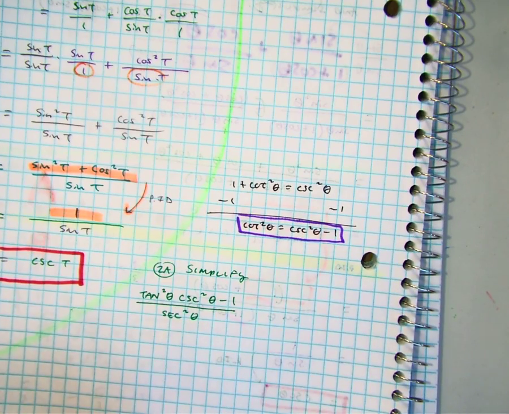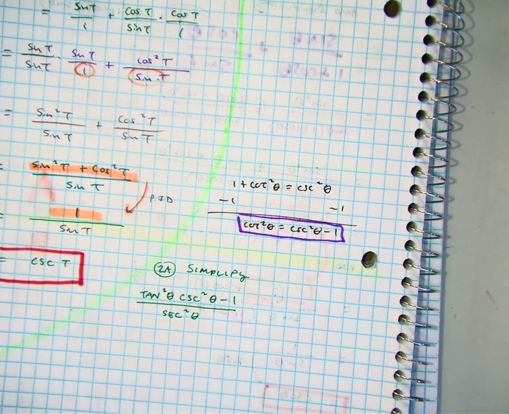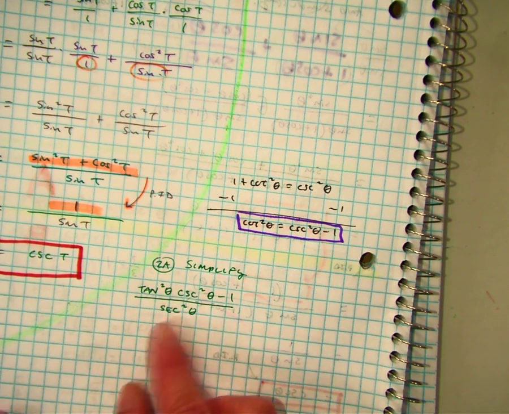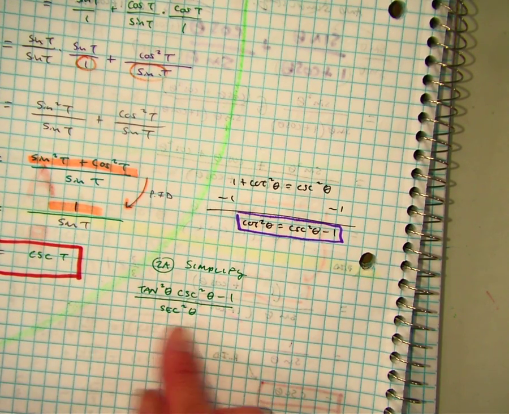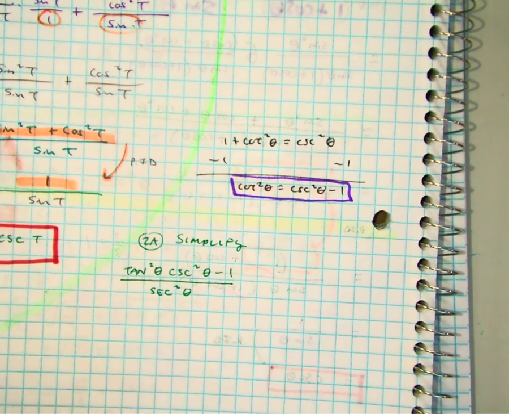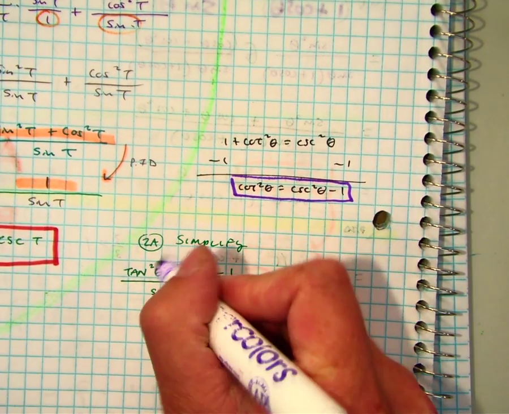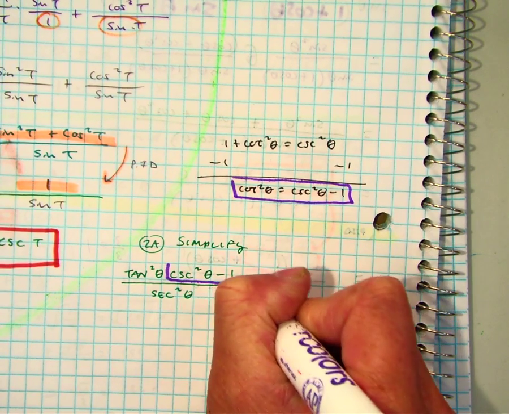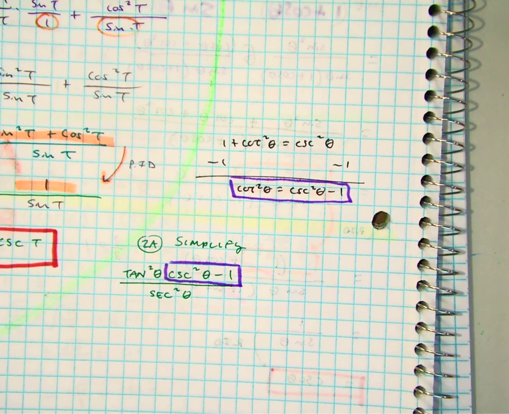In this problem, they ask us to simplify each expression, and in 2a, they tell us that tangent squared theta times cosecant squared theta minus 1, all over secant squared theta. The first thing that I recognize is that I see this expression. Now, these two are separated by multiplication, but that looks like an identity that we know.